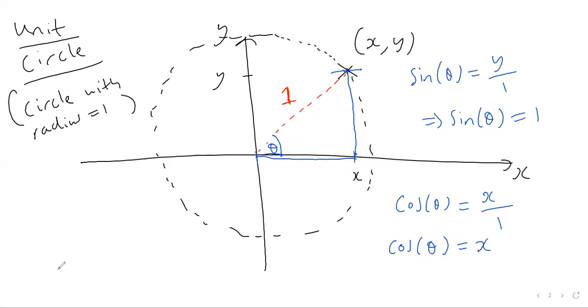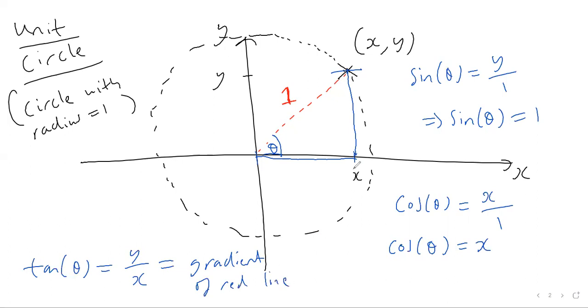So if we think about tan, tan is opposite over adjacent. So tan theta is opposite over adjacent, so basically y divided by x. So y over x is basically the gradient of this line here, the gradient of this red line, the gradient of your radius line. So that's how you can get these sine and cos values on a unit circle with a radius of 1.